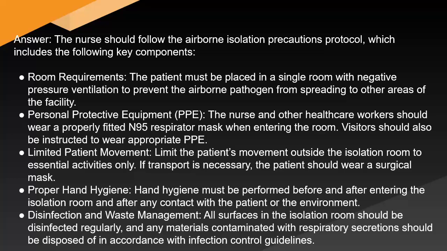Personal protective equipment (PPE): the nurse and other healthcare workers should wear a properly fitted N95 respirator mask when entering the room. Visitors should also be instructed to wear appropriate PPE. Limited patient movement: limit the patient's movement outside the isolation room to essential activities only. If transport is necessary, the patient should wear a surgical mask. Proper hand hygiene: hand hygiene must be performed before and after entering the isolation room and after any contact with the patient or the environment.